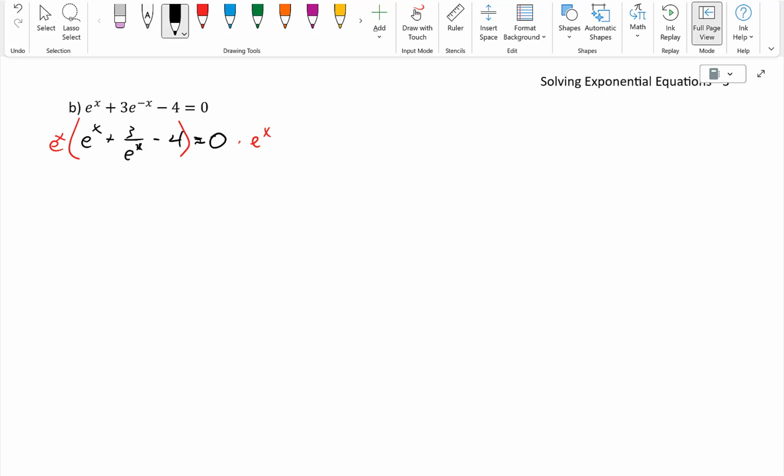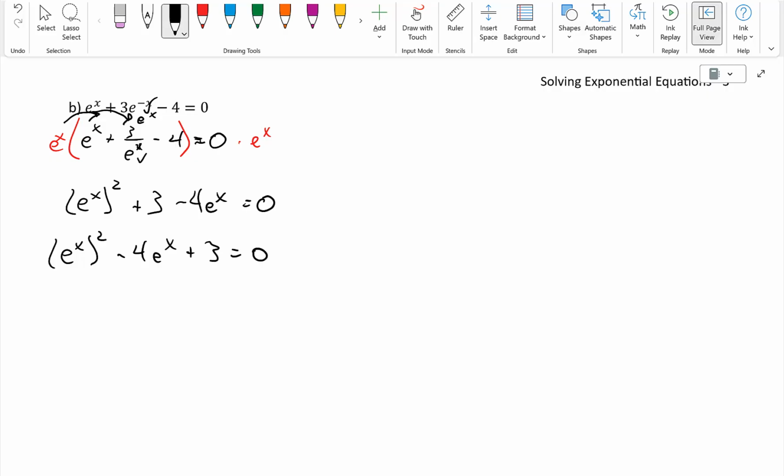To get rid of those denominators, we end up with an e to the x times itself, or an e to the x squared, plus 3, right? As we distribute into the second term, that e to the x that we're distributing in is going to divide out with the factor in the denominator. And then we'll get a minus 4 e to the x, all equal to 0. So we can rewrite it, so we have it in our quadratic descending form: e to the x squared minus 4 e to the x plus 3 equals 0.